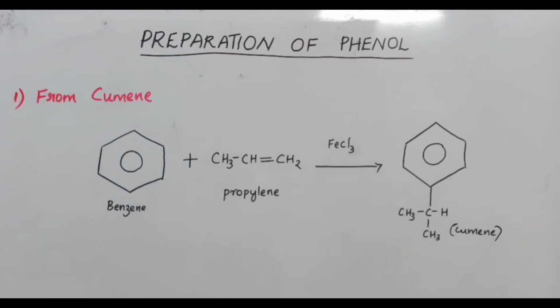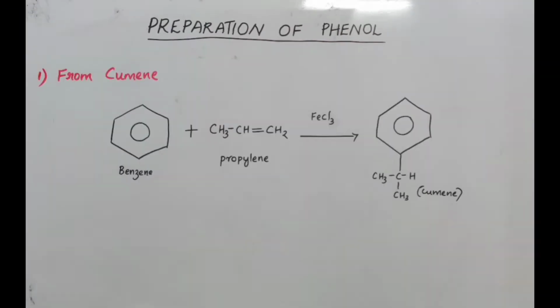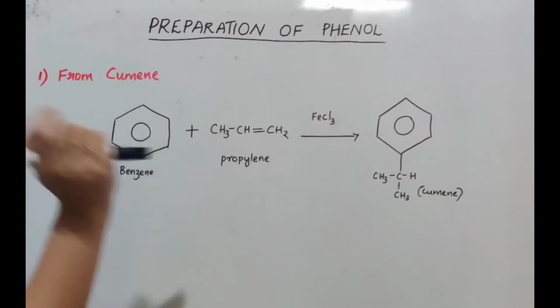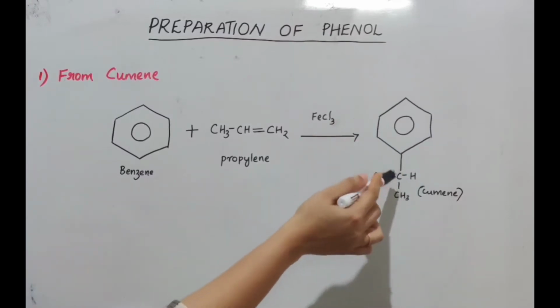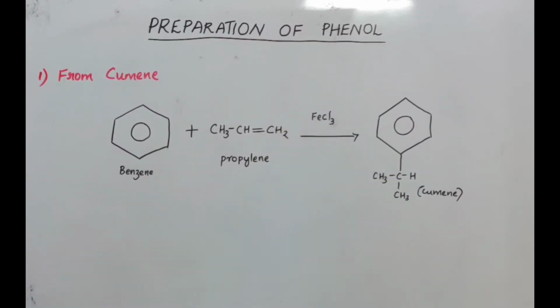Here we are preparing phenol by two methods, that is from cumene and from benzene sulfonic acid. Firstly, we are focusing on the preparation from cumene. Cumene means what? This is isopropyl benzene.